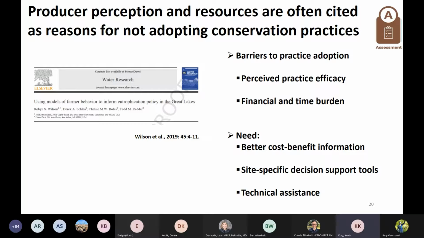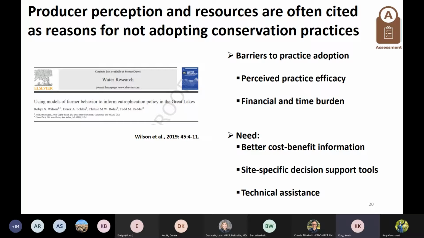Site-specific assessment should also include a socioeconomic analysis. Producer resources, specifically time and money, think here about access to equipment and the time involved to implement. Think broadcast versus subsurface placement. These are often cited as concerns for not adopting conservation practices.